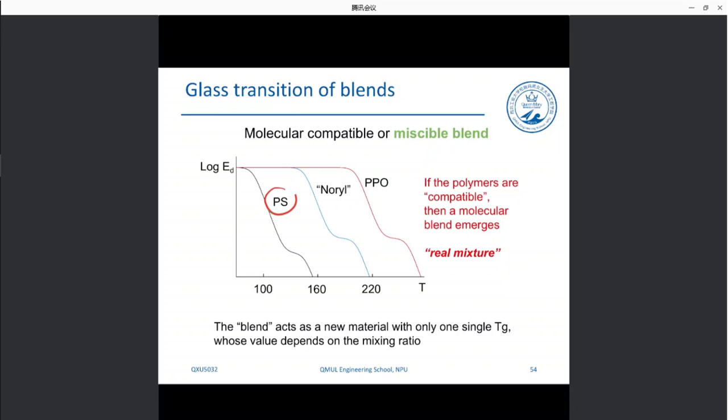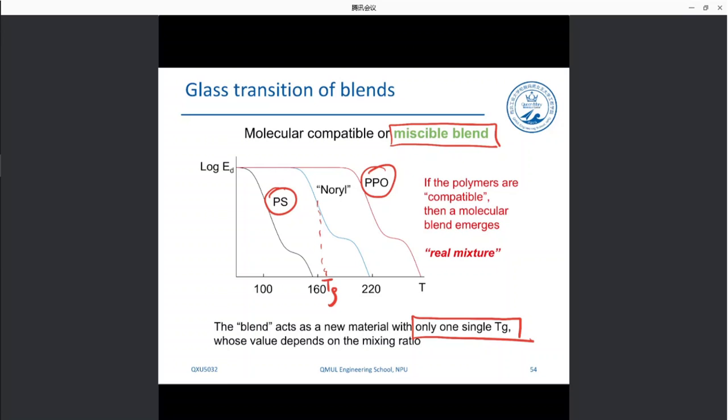So if we blend polystyrene and polypropylene oxide, here we have a miscible blend, okay? And for the case of a miscible blend, we have compatible polymers, a molecular blend emerges, and in this case we have a real mixture. The blend acts as a new material with only one single glass transition temperature. So this is the glass transition temperature.